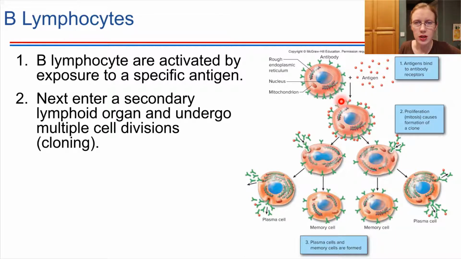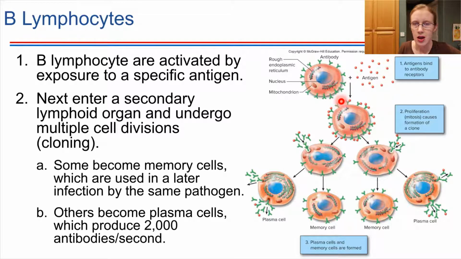Those clones can do one of two things. Some of them will become what are called memory cells. Memory cells don't really actively produce antibodies. Rather, they just hang out, and they literally provide a long-term immunological memory for our bodies. That way, if we are exposed to this particular pathogenic antigen again in the future, those memory cells are there and they recall and help to ramp up production very quickly the next time we're exposed to it.